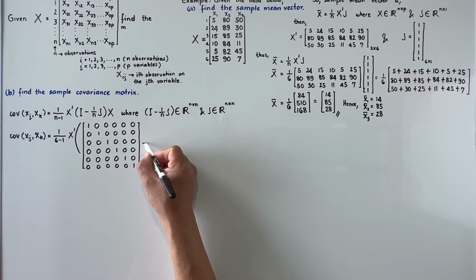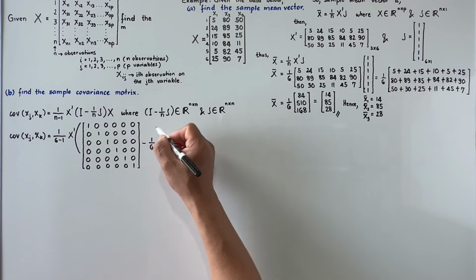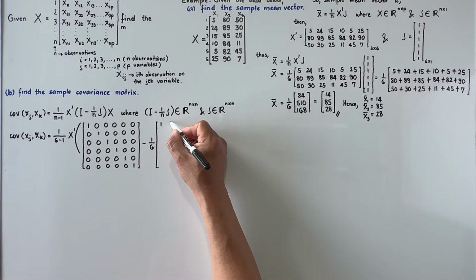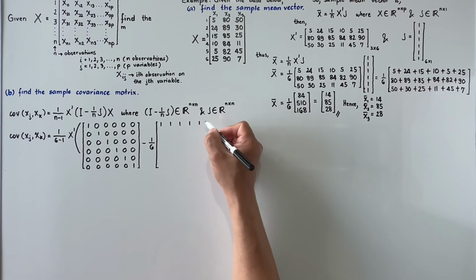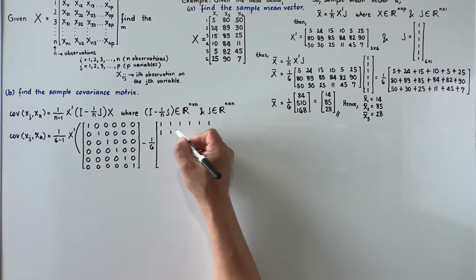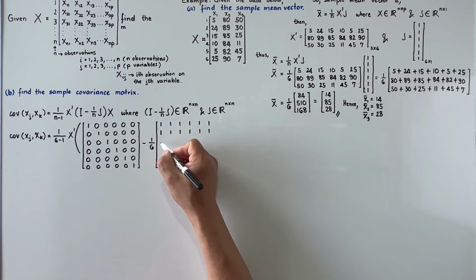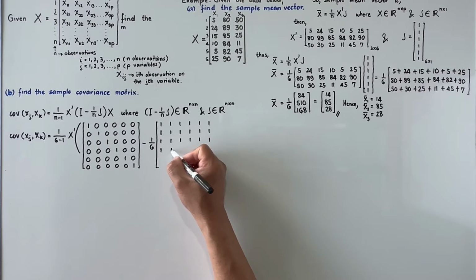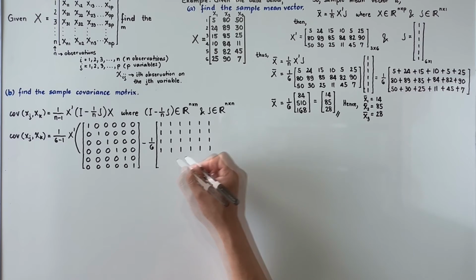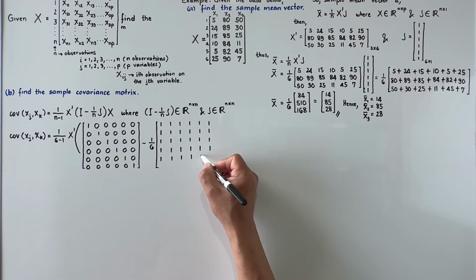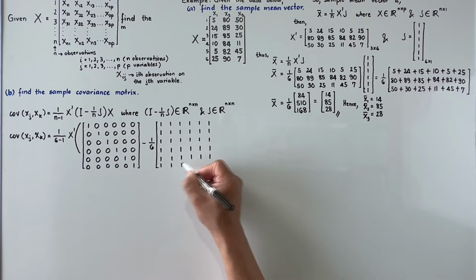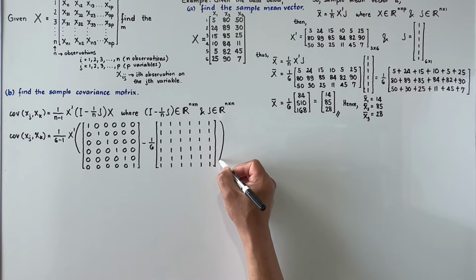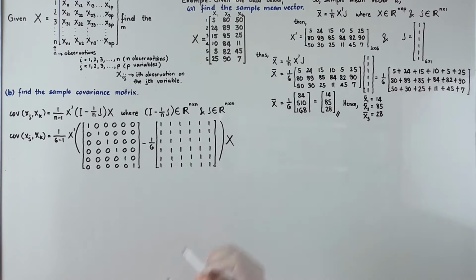And then we subtract here the scalar multiple of our J matrix, whose elements are all ones. So 1, 1, 1, 1, 1, 1. There are 6 ones in the first row, and also 6 ones in the second row, 6 ones in the third row, 6 ones in the fourth row, and ones also in the fifth row, and the last row is all ones there. And then we multiply this one by the data matrix X.